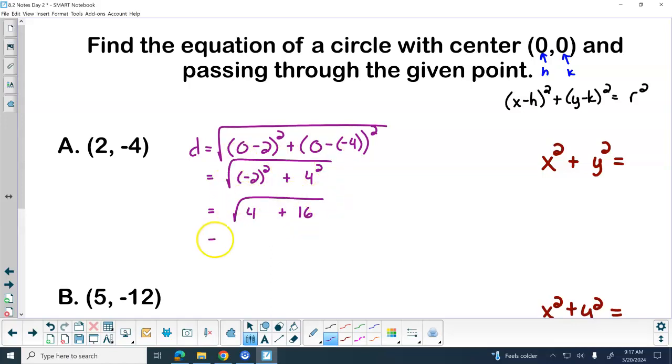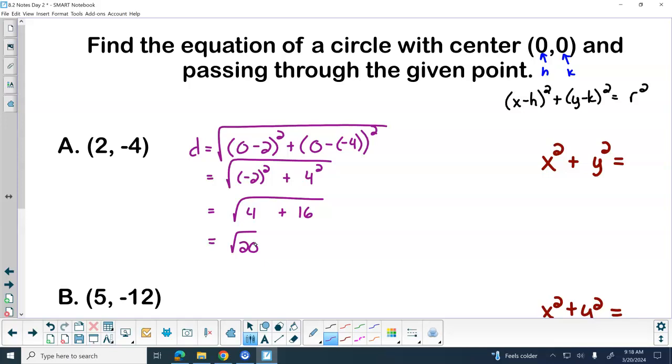4 plus 16. So it's the square root of 20, right? Now, normally, if I was asking what the radius is, I would say simplify that to 2 square roots of 5, because the square root of 20 is the square root of 4 times the square root of 5. The square root of 4 is 2, so 2 square roots of 5.